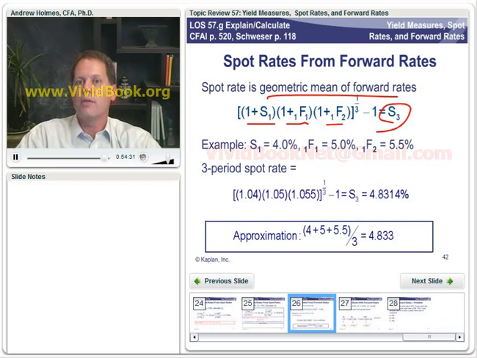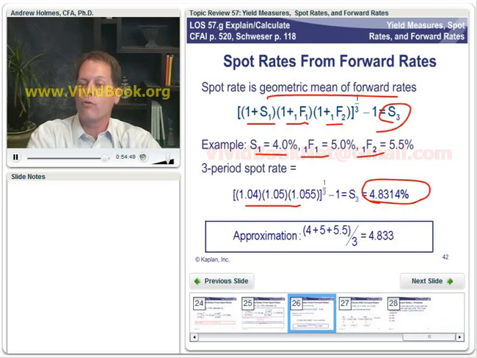All right? So if we have a 1-year spot rate of 4, 1F1 is 5, 1F2 is 5.5, all we're going to do is find the geometric mean, and that is going to be 4.8314%. What does that say? Well, let's see. If we had a spot rate of 4.8314%, so we had a cash flow 3 years from now, we could discount it back 3 years at 4.83%. Okay, or we could discount it back 1 year at 5.5, 1 year at 5, and 1 year at 4, and get exactly the same answer.